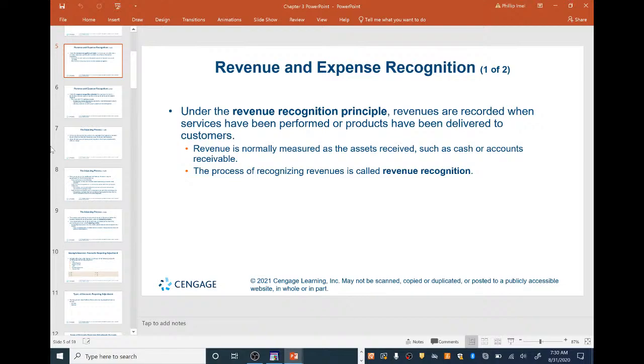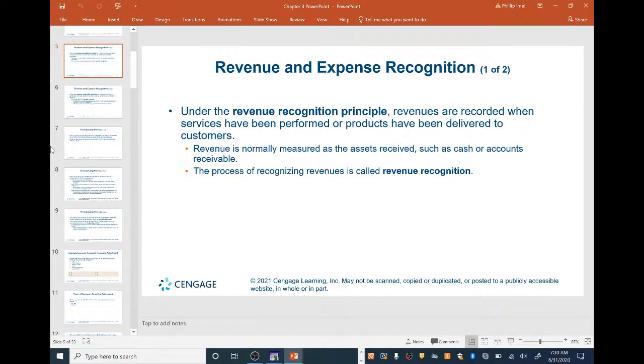So under the revenue recognition principle, revenues are recorded when services have been performed or products have been delivered to customers. Okay, so what's that saying? Say I'm in the service industry, and let's say I'm an electrician, and you call me and you have an issue with the electricity in your house. Say I come in there, I perform all my duties, I do my service, right? And then I bill you for it.